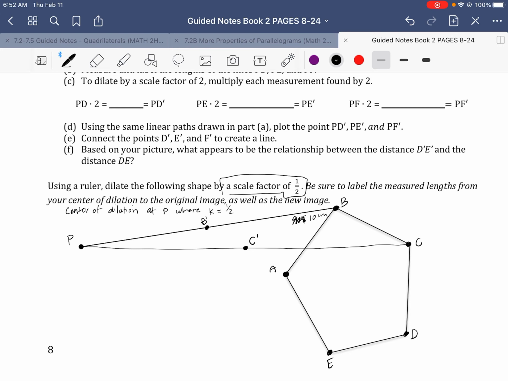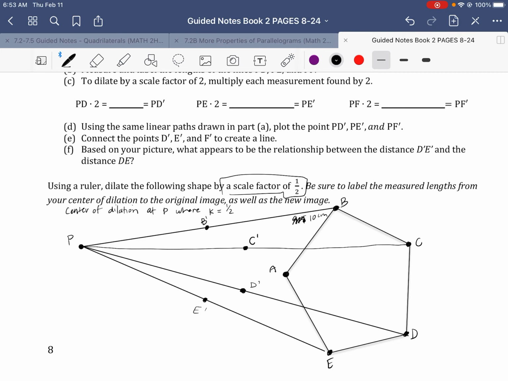Now I'm going to move towards D. So let's hope this is sort of straight. Yes, I'm using my straight tool. So again, if I measure to D, it looks like mine is 13 centimeters, so halfway would be 6.5 centimeters. Again, notice that's just half the distance. That would be D prime. I do the same thing with E. Okay, there's a line. And E looks like it's at 10.5, so I'm going to go at 5.25. That would be E prime.